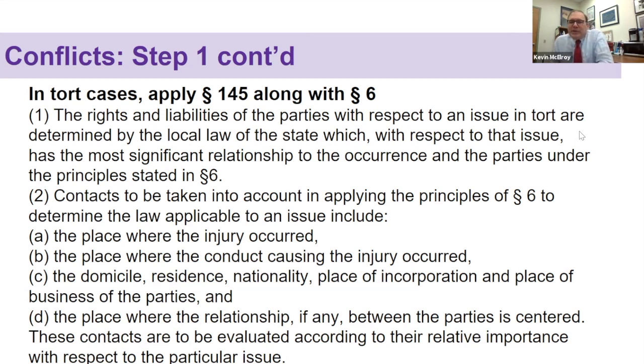So, the place where the injury occurred. Okay, so I go online and I buy something that's made in, I don't know, Alabama, and they ship it to my house in New York, and I open the package and plug it in, whatever it is, and it blows up. I've been injured in New York. The place where the conduct causing the injury occurred, B? Well, it was negligently manufactured in Alabama. So it's not the same place all the time. Now, in a car accident, it'd be the same place. Somebody falling down a flight of stairs, it'd be the same place.